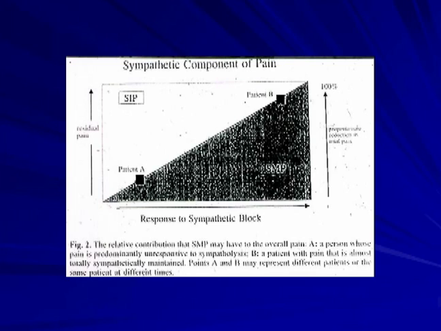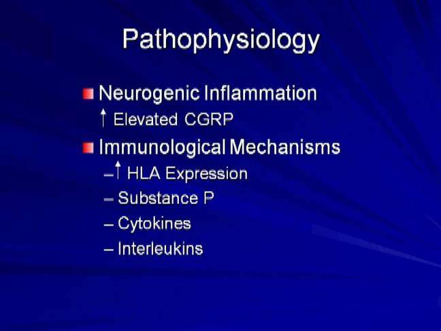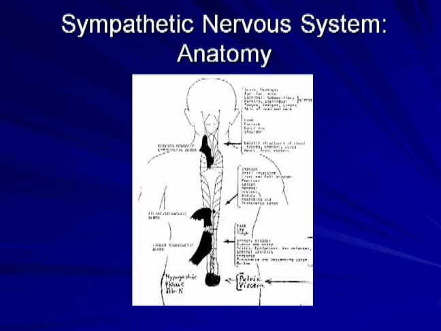All right, other concepts of the pathophysiology: neurogenic inflammation, immunological mechanisms. These are thought to be processes that produce the phenomenon complex regional pain syndrome. Now, I just want to go over in the couple minutes left, because most of you like to know about nerve blocks. And so let's just talk about the sympathetic nervous system and doing sympathectomies.